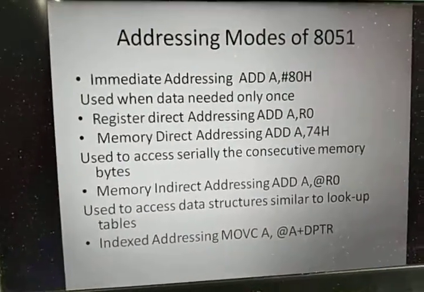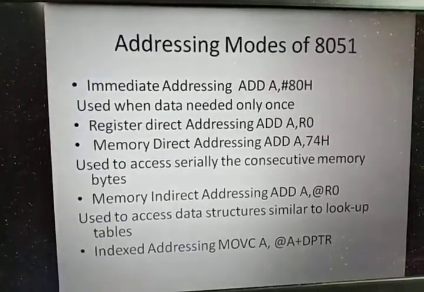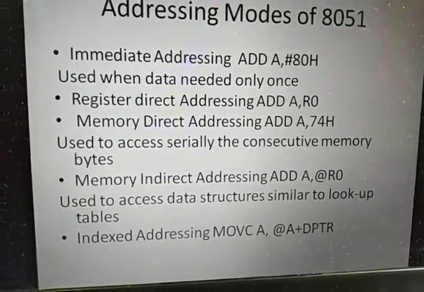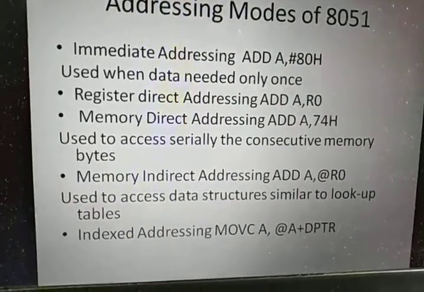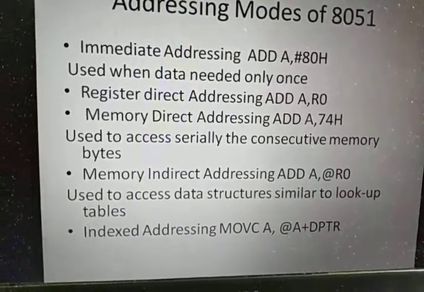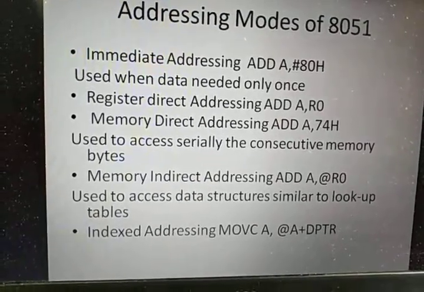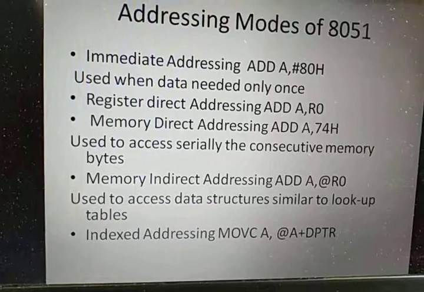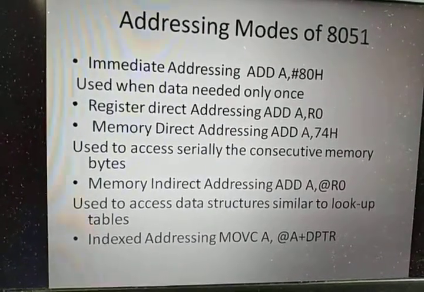Now coming to the addressing modes of 8051. In 8051 there are 5 addressing modes. One is immediate addressing mode, register direct addressing mode, memory direct addressing mode, memory indirect addressing mode, and indexed addressing mode. Coming to the immediate addressing mode, as we know the operand value is available as a part of instruction itself. For example, ADD A, #80H. Here a hash symbol indicates that it is an immediate value.